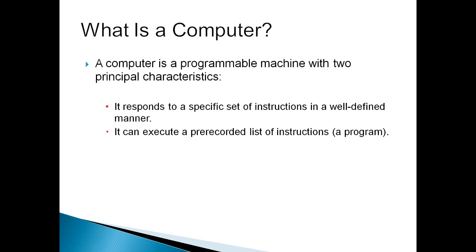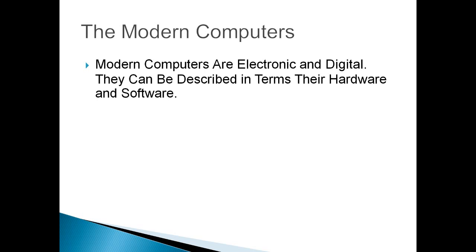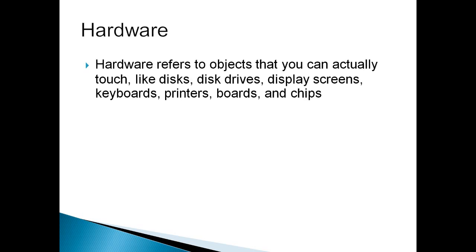We are going to discuss all of them later. The modern computers are electronic and digital. They can be described in terms of their hardware and software. Now comes the point, what is hardware? Hardware refers to the objects that you can actually touch, like disks, disk drives, display screens, keyboards, printers, boards and chips, etc. The list goes on.